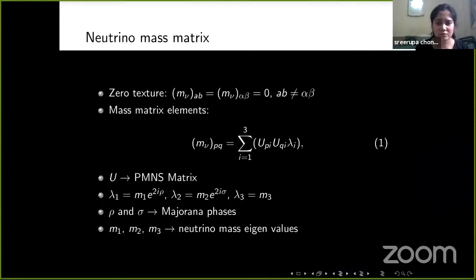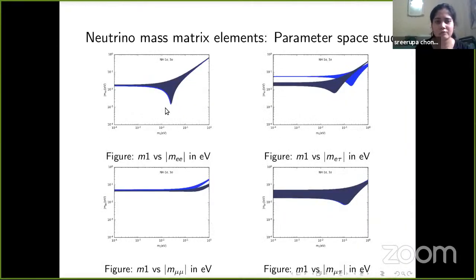The non-zero elements of the neutrino mass matrix can be calculated using this expression shown here. Here U are the PMNS matrix elements, and lambdas are functions of neutrino mass eigenvalues and the Majorana phases rho and sigma. Using this expression, we can plot and check the allowed parameter space following this particular 2 zero texture B2, and we have plotted the allowed parameter space for these non-zero elements of the neutrino mass matrix with the lightest neutrino mass m1, considering normal hierarchy only, because as I said previously, the parameter space study shows this texture disfavors inverse hierarchy of neutrino mass.